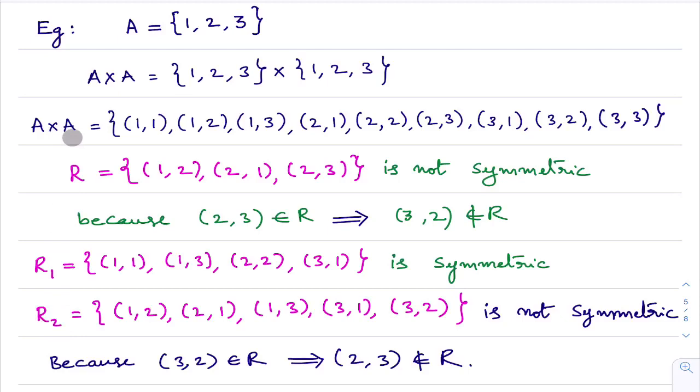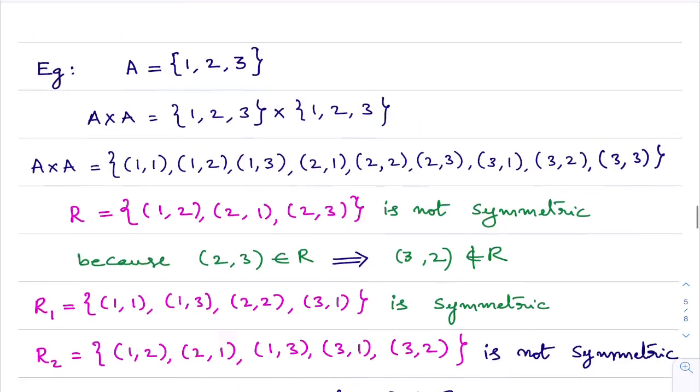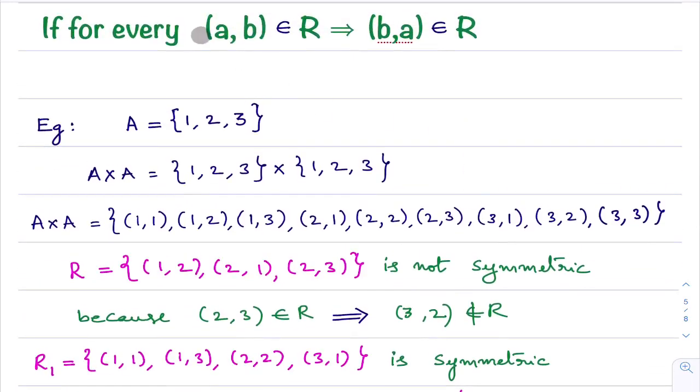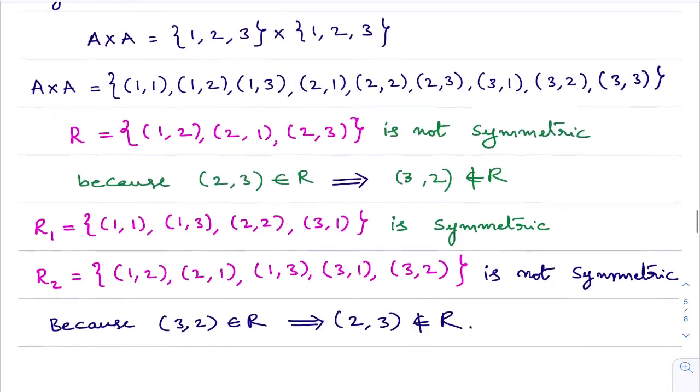Now, you need to check whether this relation is a symmetric relation or not. When we say this relation is symmetric, for every (A, B) belonging to R, this is important. For every ordered pair in the given relation, you need to check whether (B, A) is there in the relation or not. How to check? Simple thing.